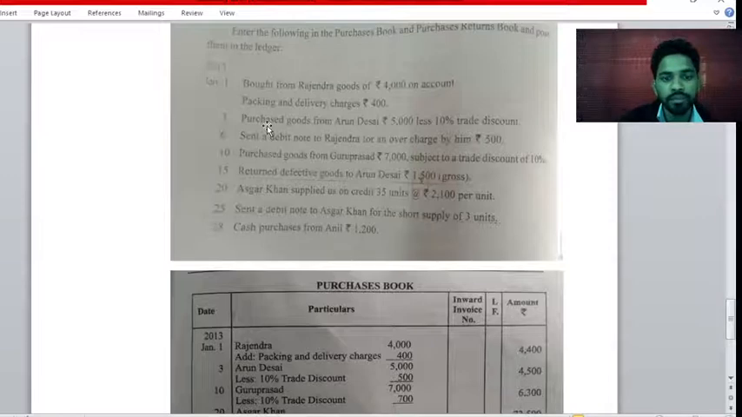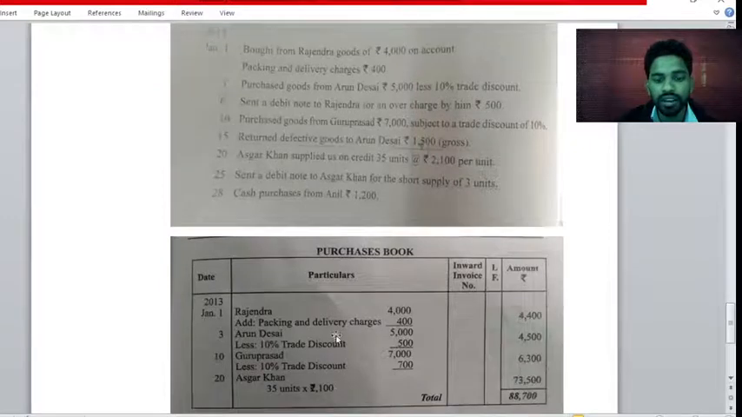Okay, so next, purchase goods from Arun Desai rupees 5,000 less 10% discount. Okay, so it is a purchase transaction. This purchase transaction we have to record in the purchase book only. So Arun Desai 5,000 and this 10% we have to subtract from this 5,000. Less 10% discount is 500. So 5,000 minus 500, total will be 4,500.